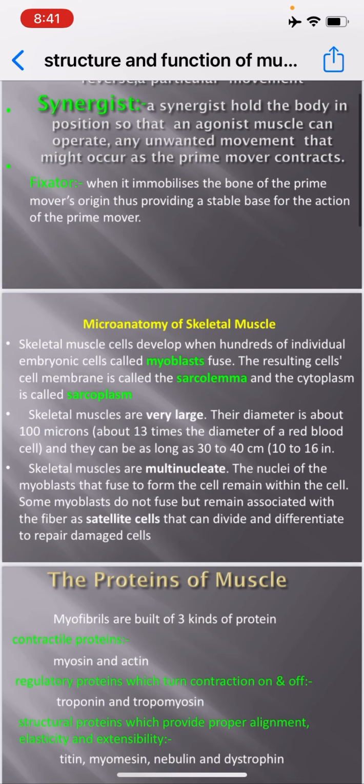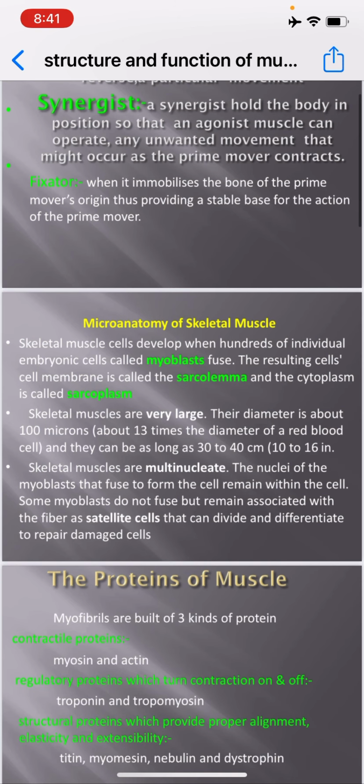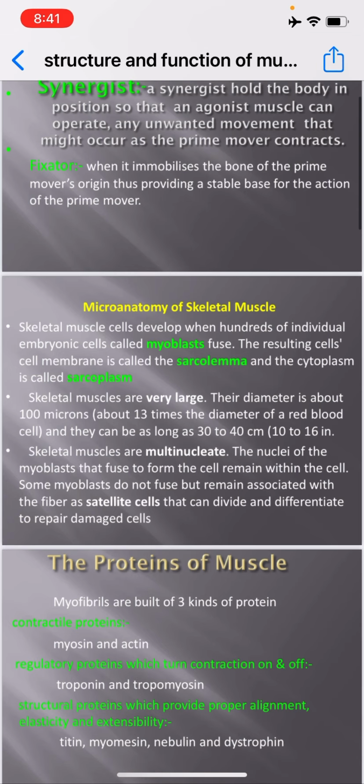Skeletal muscles are multinucleate. The nuclei of the myoblasts that fuse to form the cell remain within the cell. Some myoblasts do not fuse but remain associated with the fiber as satellite cells that can divide and differentiate to repair damaged cells.